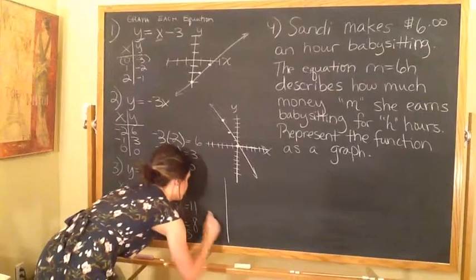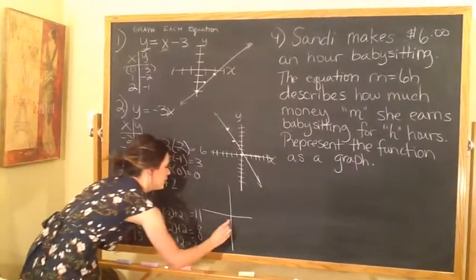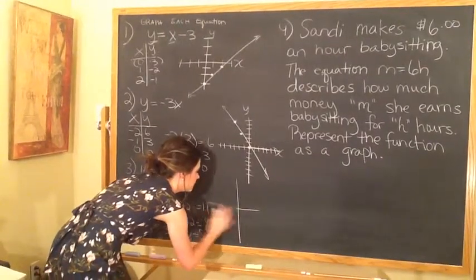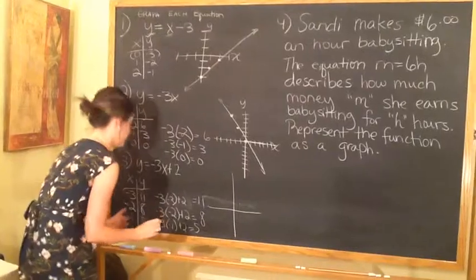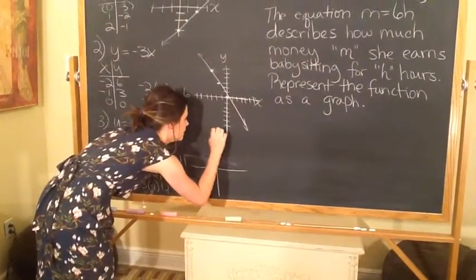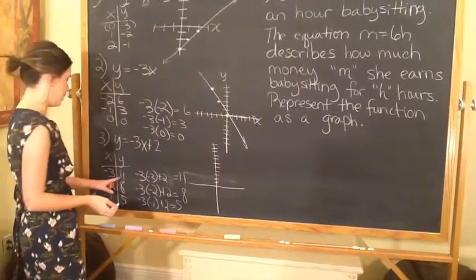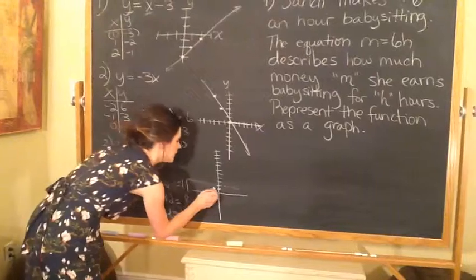So I'm also going to need some negatives. Alright, so I'm going to go ahead, I'm going to make this a little bit bigger. Use your judgment here. So I'm going to go up 1, 2, 3, 4, 5, 6, 7, 8, 9, 10. I'm going to need at least 11 on my y-axis because I have 11 here. I need at least a negative 3 on my x-axis.